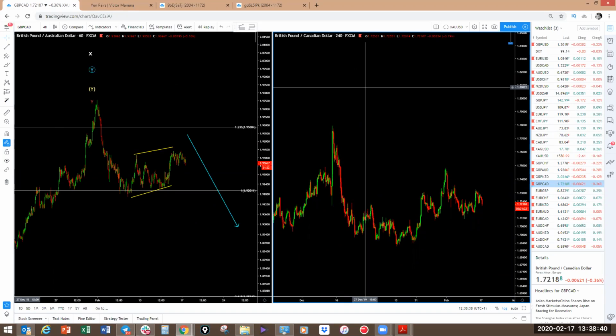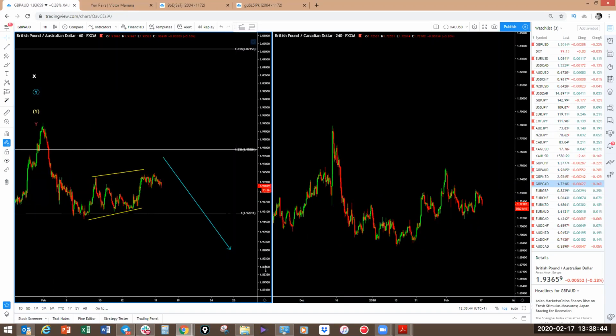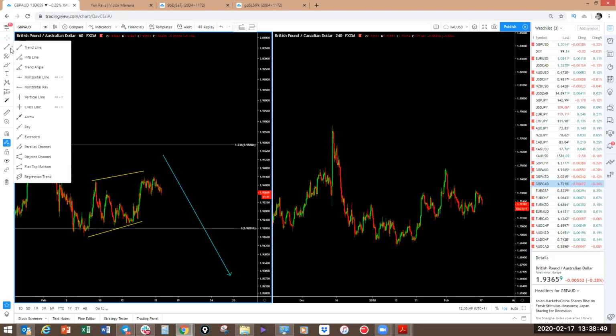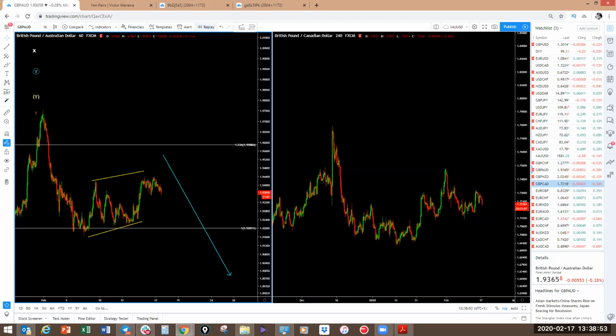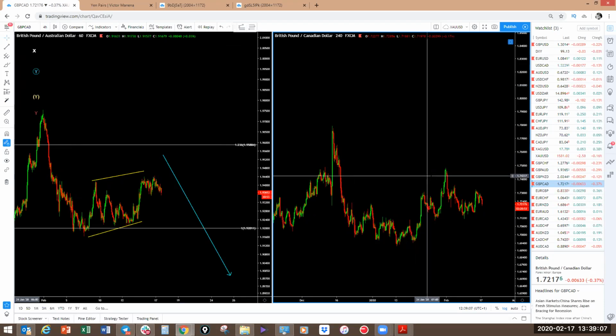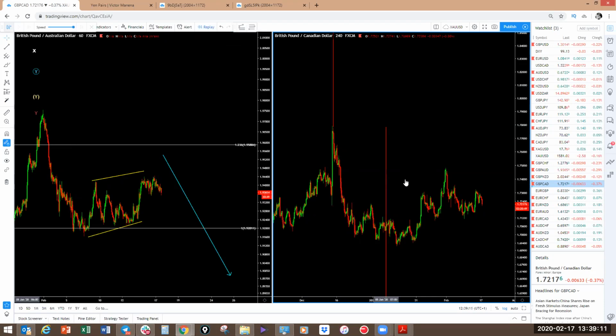Let's get the yellow color out. And you see this. And I want to cut pound Audi. No, pound CAD. I'm going to cut it like that. Let's cut it here. Bar replay. Let's cut it there.